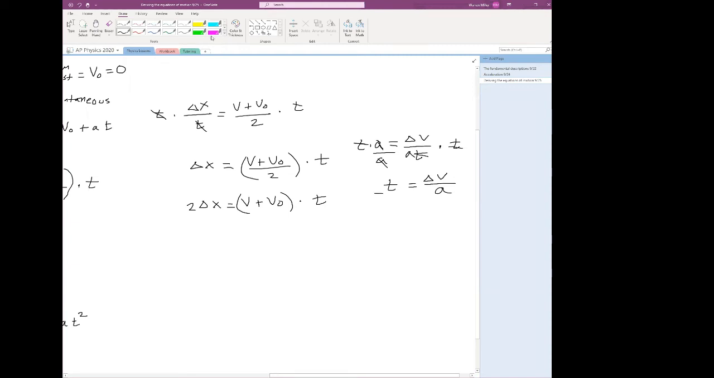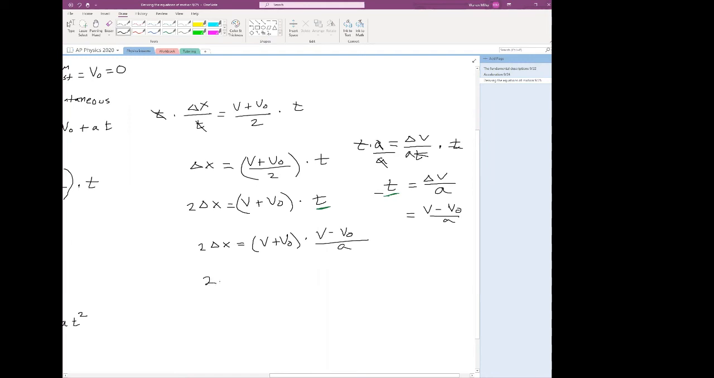Now that I've got that, I can just take the old time and plug it in for that time right there. And we get 2 times my change in position is going to be equal to the final velocity plus the initial velocity times delta v over a. Now I'm going to write that as final velocity minus initial velocity over a, because that's what delta v means. So that's v minus v naught over a. Times a on both sides.